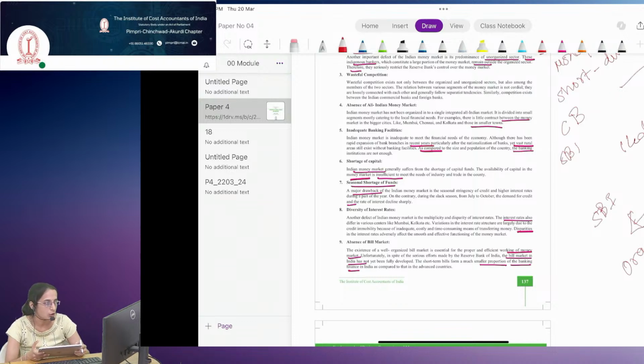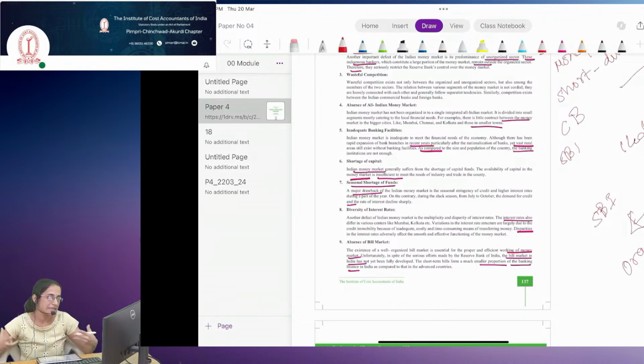Seasonal shortage of funds. A major drawback of Indian money market is the seasonal stringency of credit and higher interest during a particular period. See, what they are saying is that during a slack season, slack means what? When there is no demand. There is not much demand for credit. During July and October, the demand for credit will be less, and the rate of interest declines sharply.